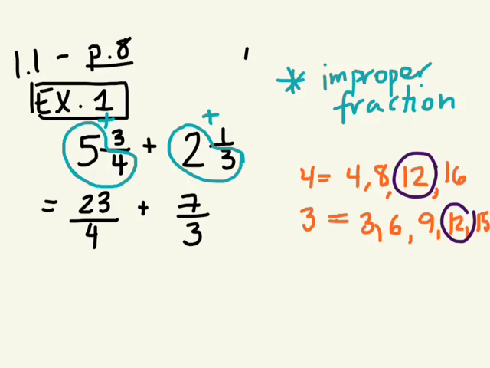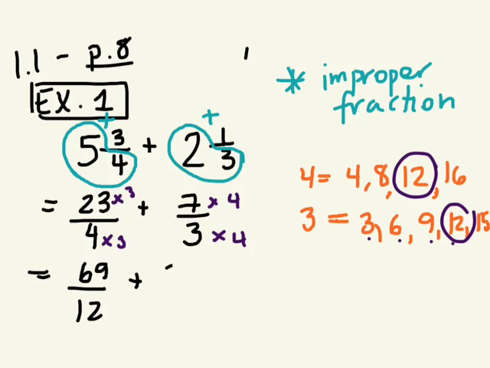Good. So what do I need to multiply 4 by to get 12? And 23 times 3. Good. 3 times 1, 2, 3, 4. Good. Is 12. And 7 times 4. So what are my equivalent fractions now? 23/4 can also be written as 69/12 plus 28/12. Good. 69/12 plus 28/12.